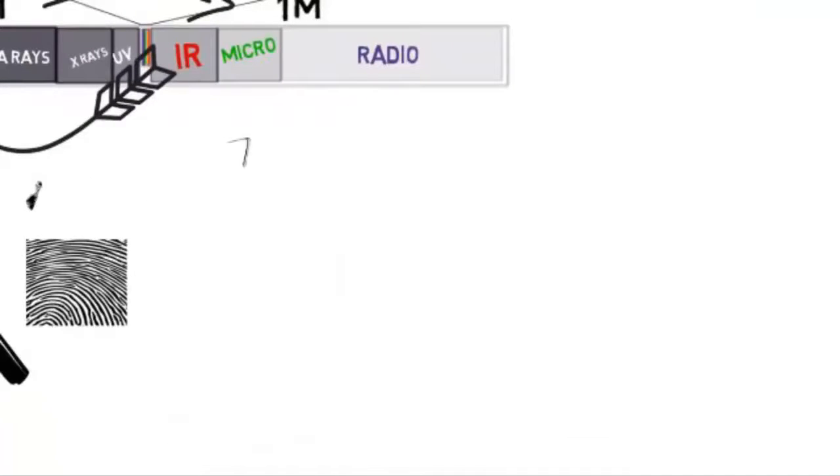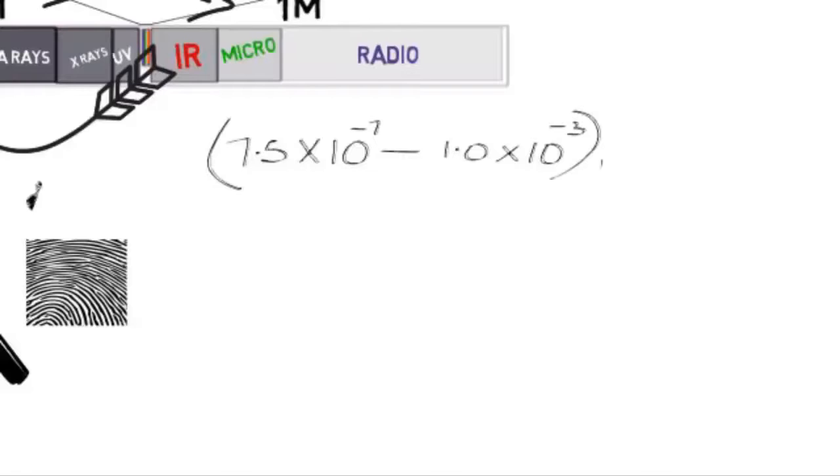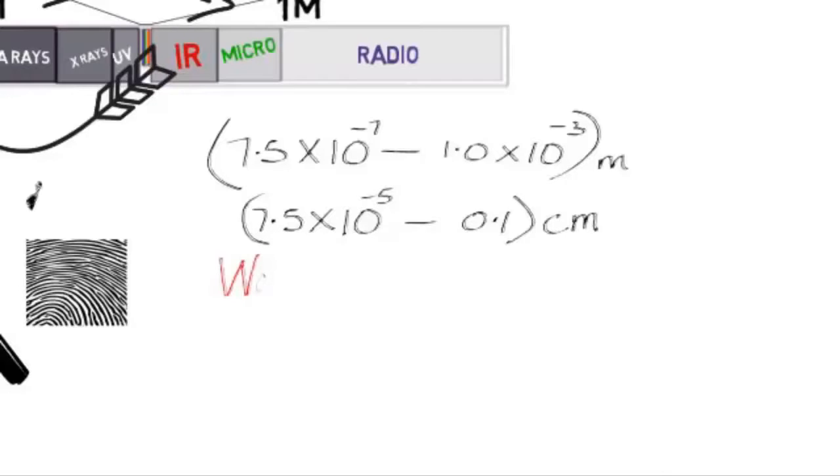Next, let me take a moment to explain how we change wavelength in nanometers into so-called wave numbers in centimeters to the minus 1 or reciprocal centimeters. The infrared band of the electromagnetic spectrum stretches from, as you see there, 7.5 by 10 to the minus 7 up to 1 by 10 to the minus 3 meters. Let's convert that to centimeters. So you multiply by 100, so that's 7.5 by 10 to the minus 5 to 0.1 centimeter in wavelength.